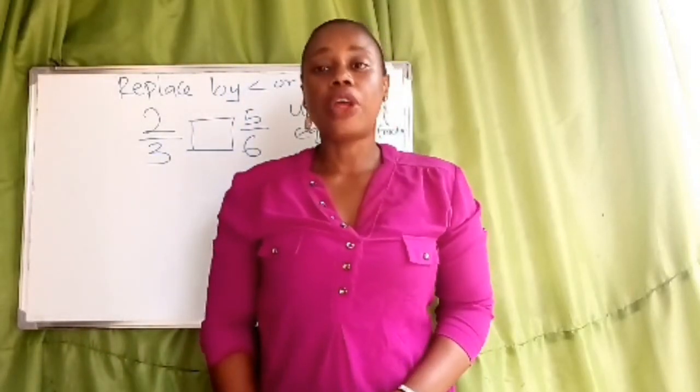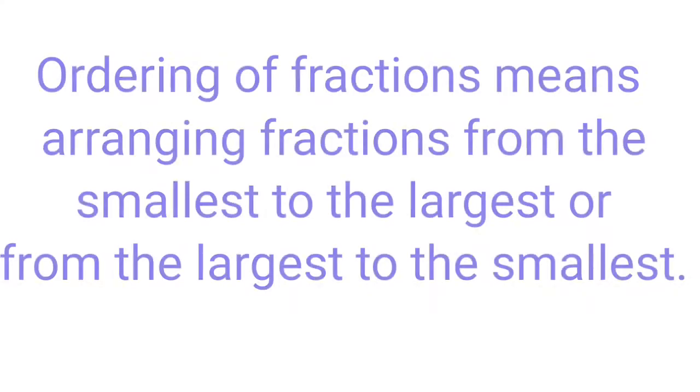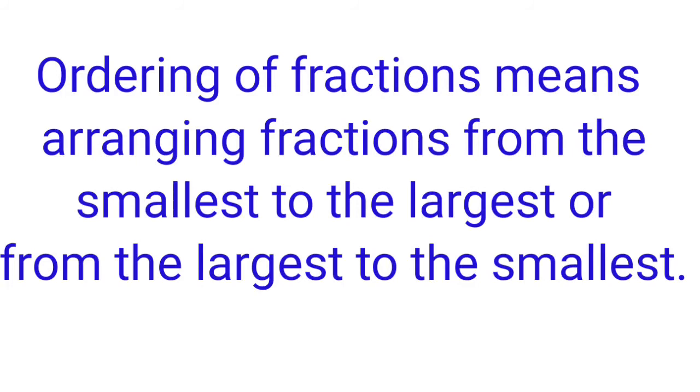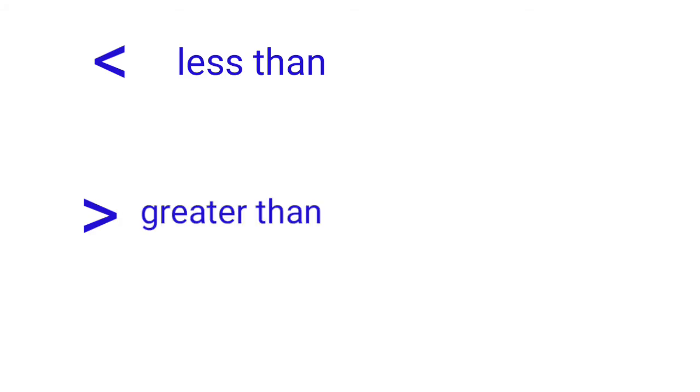In today's lesson, we will be studying ordering of fractions. Ordering fractions means arranging fractions from the smallest to the largest, or from the largest to the smallest. It can also mean telling which fraction is greater or less than the other. This is the less than sign, and this is the greater than sign.